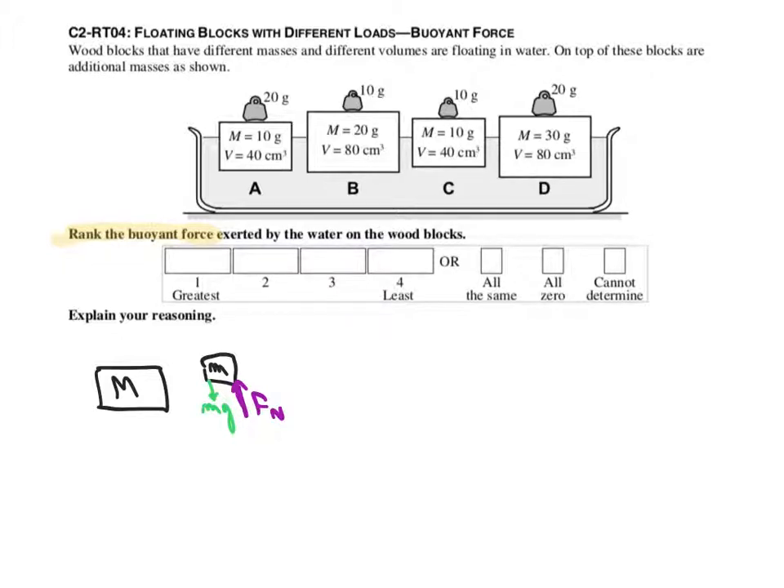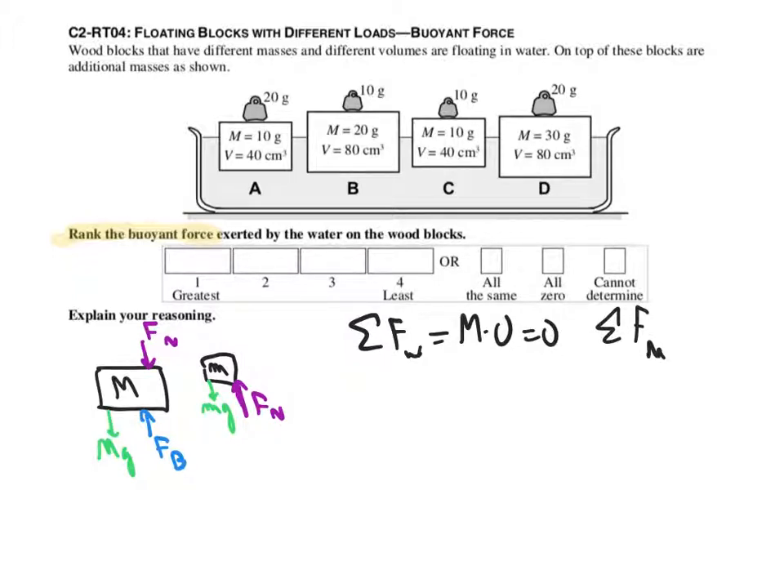And then on the wooden block, well, that normal force pushes down. There's also, of course, the weight, the earth pulling down. And finally, there is a buoyant force pushing up. And we know that for each of these, the net force on the wooden block has to be equal to the mass of the wooden block times its acceleration, which is 0, so it has to be 0. And the force on the metal has to also be the mass of the metal block times acceleration, which is 0.